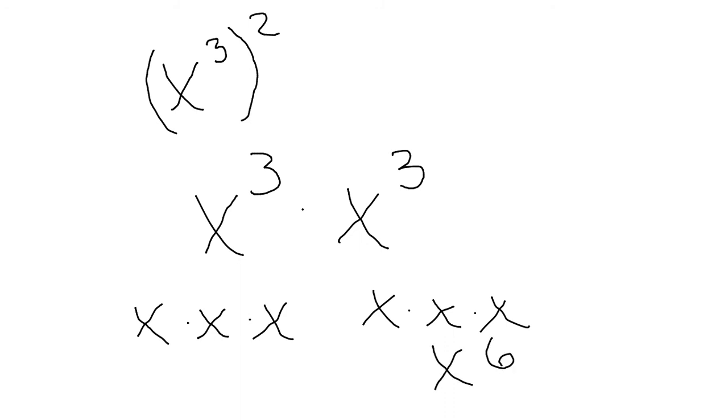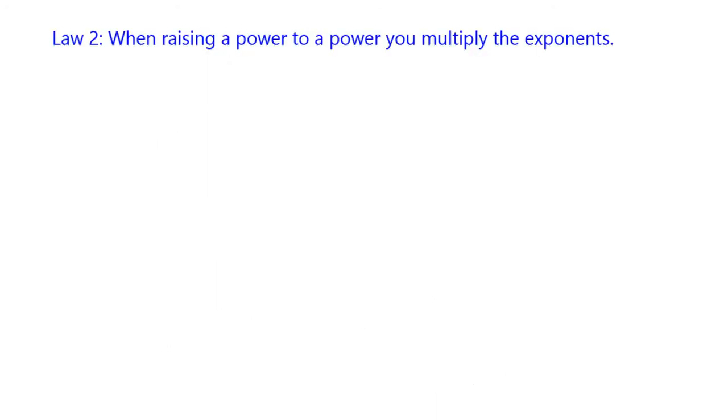Not too hard when it's only squared or cubed, but if it was anything bigger, that'd be really hard to do. So this leads us to law number 2. Law number 2 is when raising a power to a power, you multiply the exponents. So in the case we just had, we had x cubed squared. So if I take 3 times 2, I'm going to get x to the 6th power.